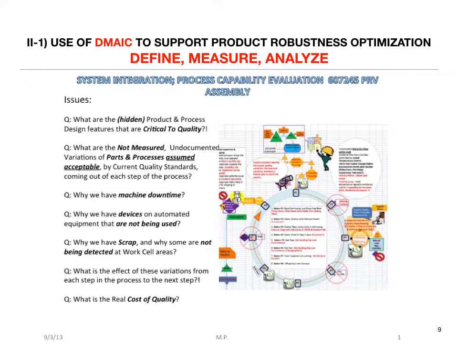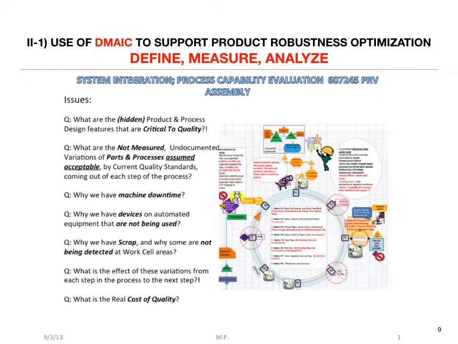Next one was what are the not measured, undocumented variations of parts and process assumed acceptable. So we knew that we were accepting parts we shouldn't have, but we didn't know what it was that we needed to measure and consider critical to quality. It wasn't identified. And while we were having machine downtime, nobody knew why the machine breaks down. Why do we have devices and automated equipment that are not being used? Well, I had made a visual inspection of the equipment. I could see that there are devices there that are not being used. I didn't know why.